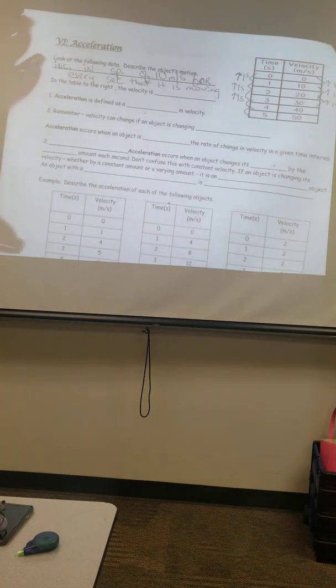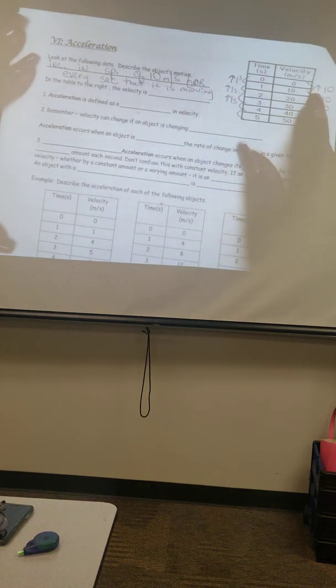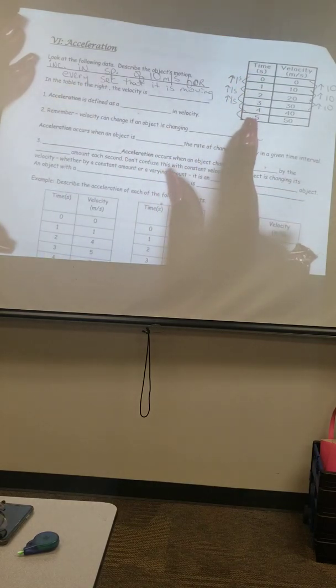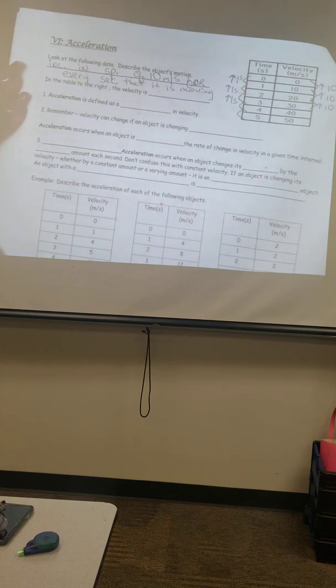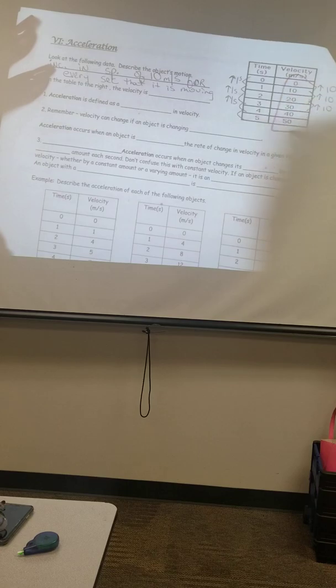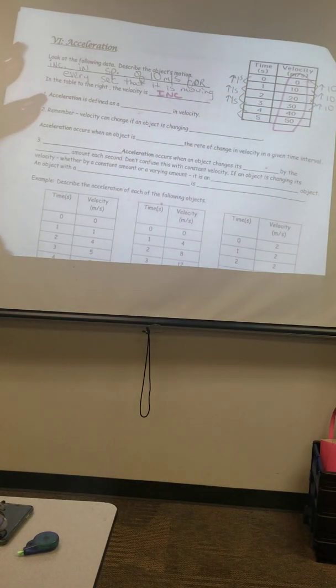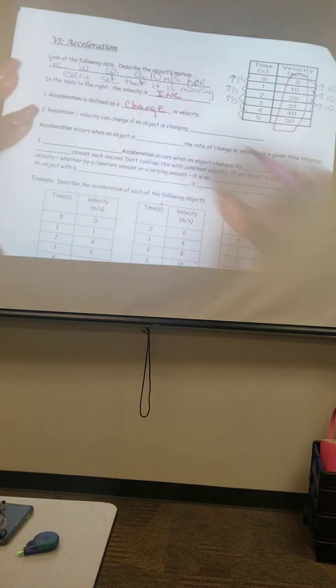Because, one more time, when I look at this data, it shows me that my object's velocity is increasing 10 meters per second for every second that it's moving. In the table to the right, is my velocity increasing or decreasing? It's increasing, I agree. Acceleration is defined as a change in velocity.